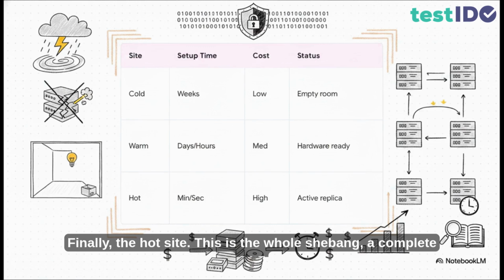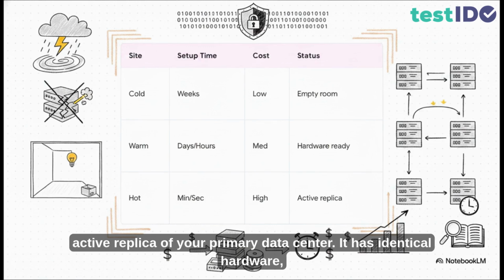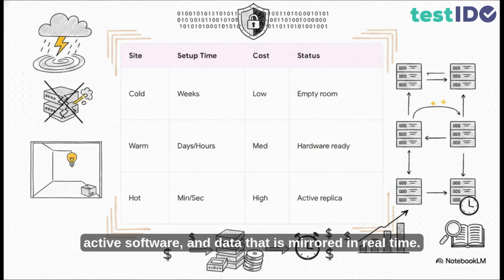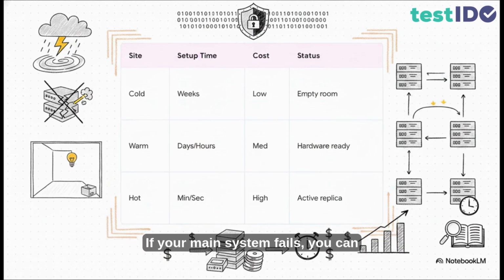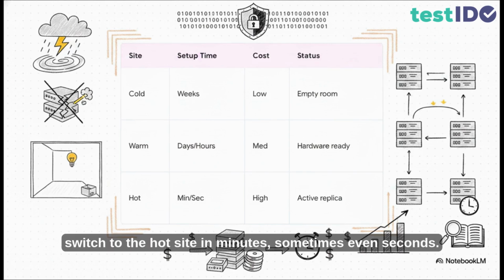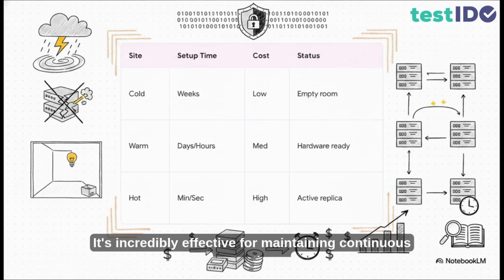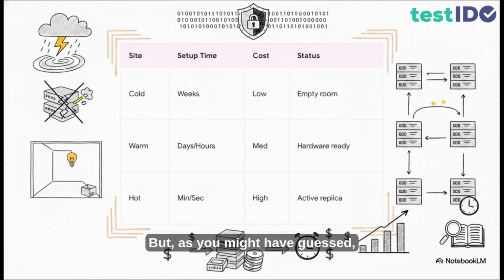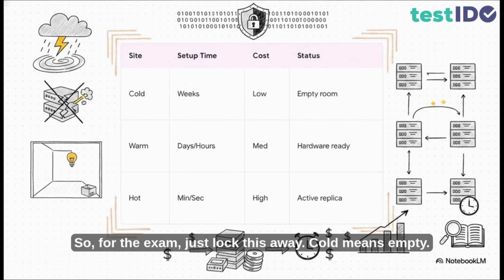Finally, the hot site. This is the whole shebang, a complete 24/7 active replica of your primary data center. It has identical hardware, active software, and data that is mirrored in real time. If your main system goes down, you can switch to the hot site in minutes, sometimes even seconds. It's incredibly effective for maintaining continuous operations, but, as you might have guessed, it is by far the most expensive option. So for the exam, just lock this away. Cold means empty. Warm means hardware.